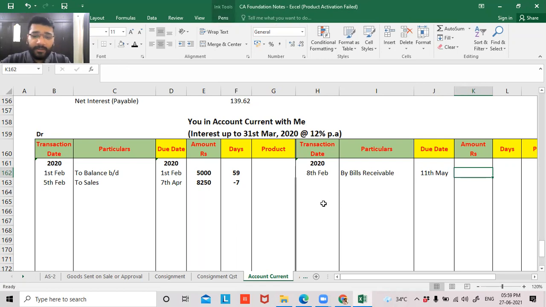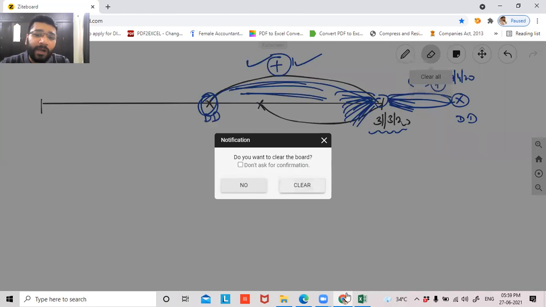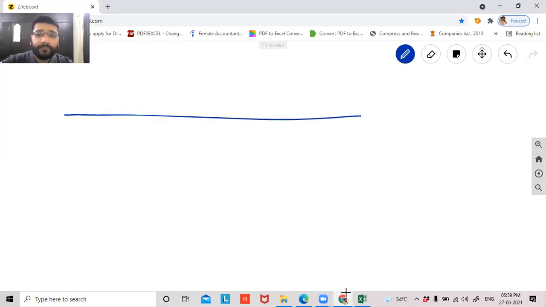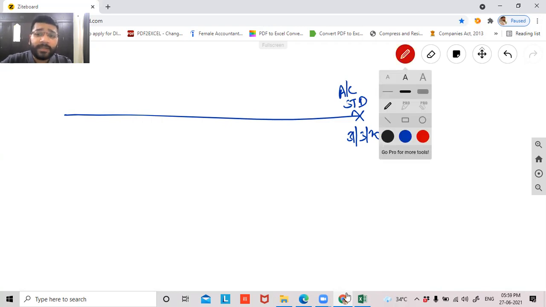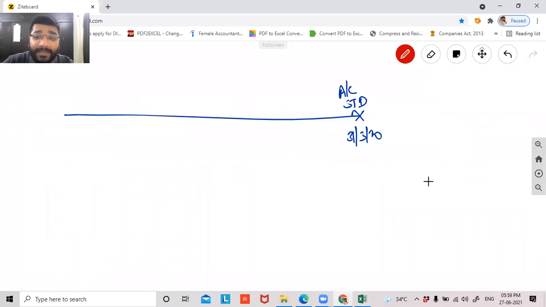Now, guys, tell me, where is the due date falling here? Due date is falling before the account current statement date or after? After. 31/3/2020, this is the account current statement date. And where is the due date falling, guys? Due date is 11th May 2020. So can I say 11th May is falling here? I told you if the due date is falling after the account current statement date, then whatever days you calculate here, it should be negative.